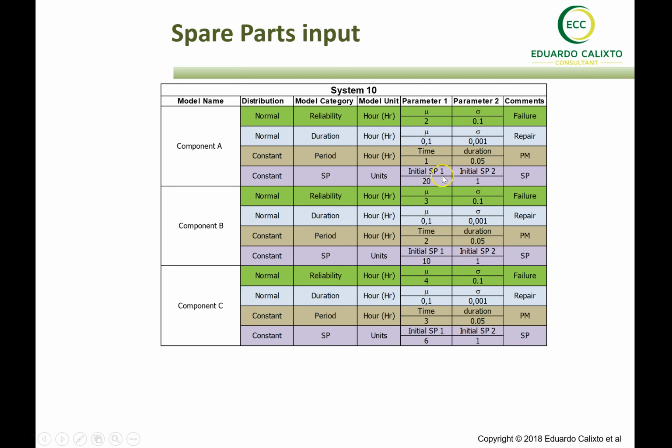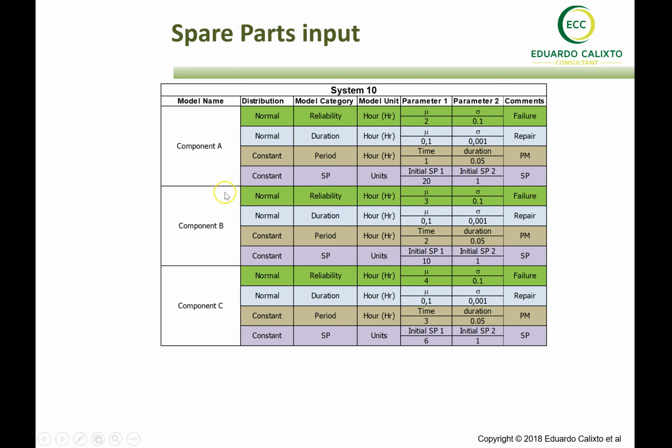So the spare part policy 1, strategy 1, is to have 20 from the very beginning for the whole life cycle, or we can have an initial spare part. That's policy 2: we start with 1, and whenever the spare part gets to 0, we will restock and try to always have one spare part in stock. So we are going to model both solutions and compare them.